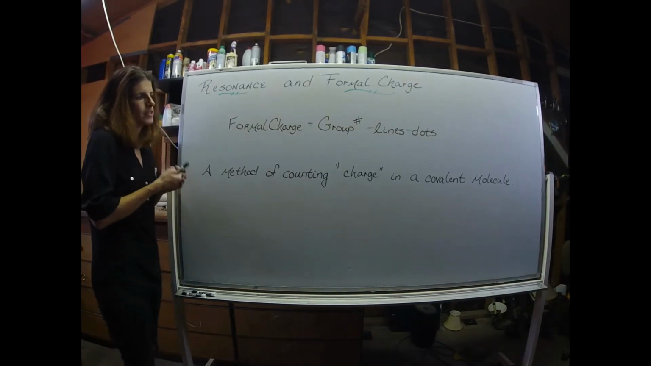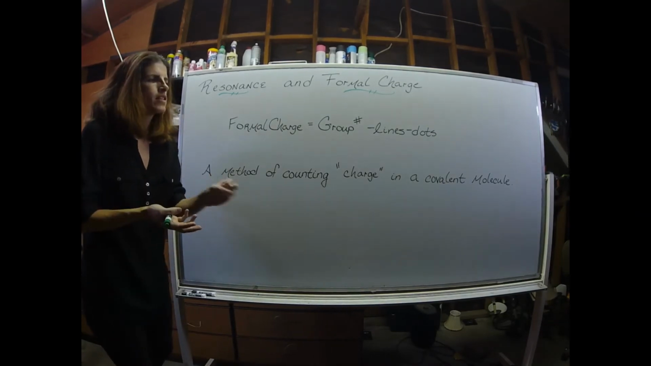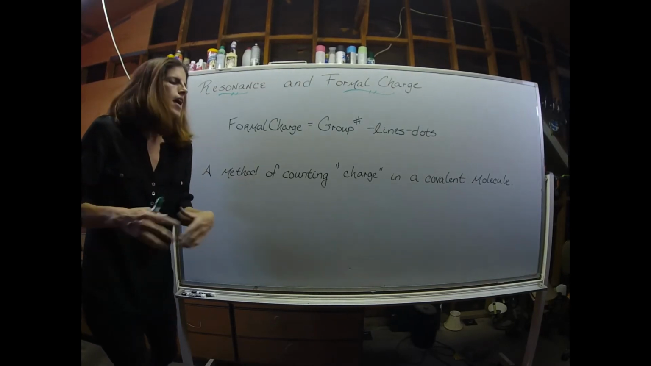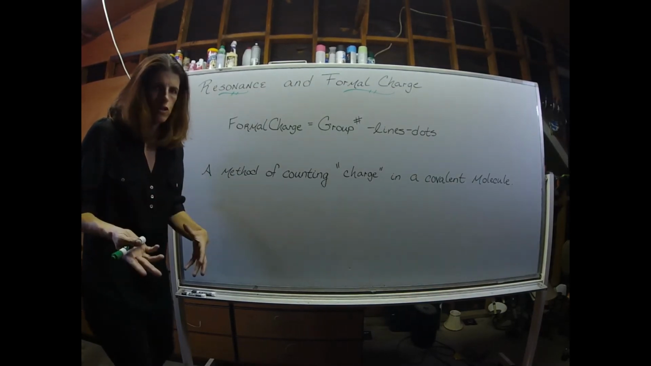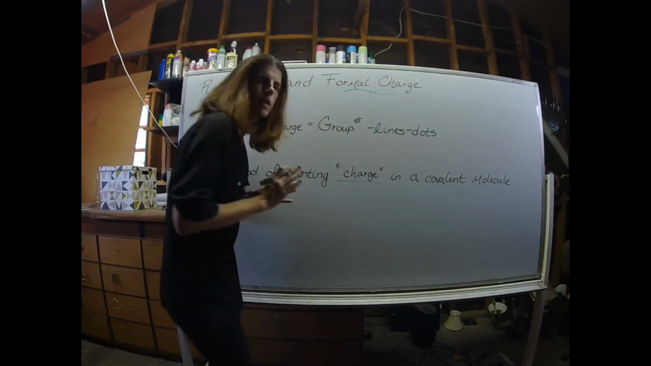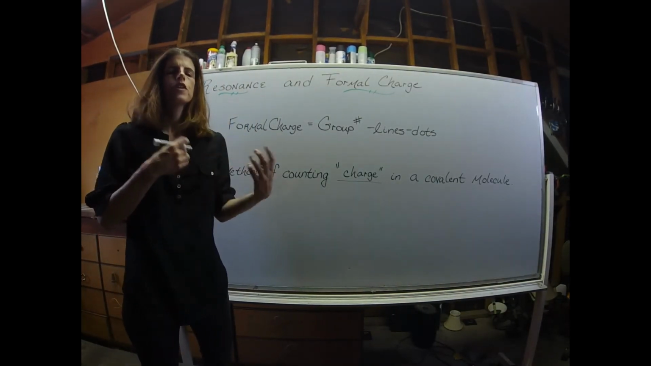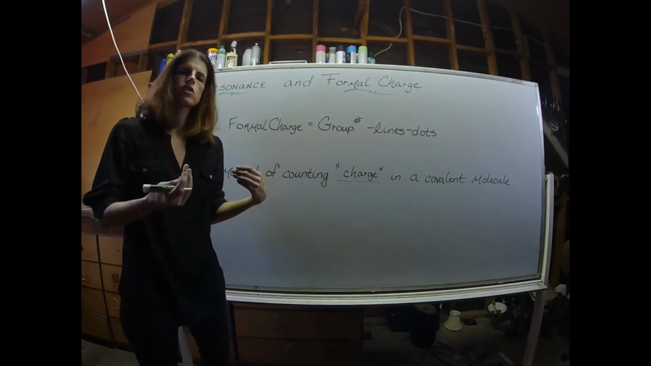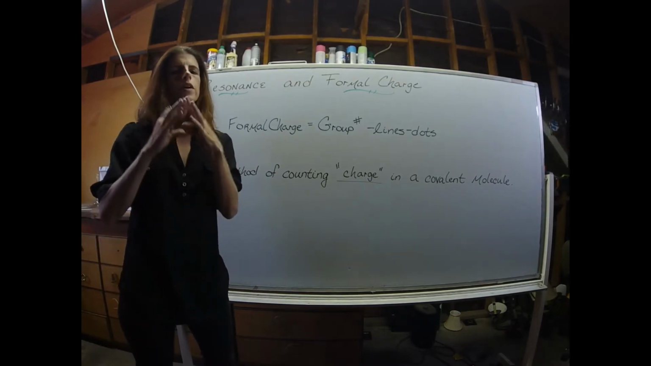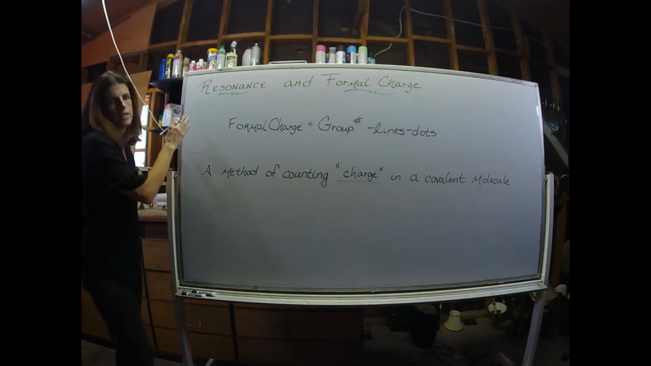Formal charge is a method of counting charge, and we need to put that in quotes because this is for covalent molecules, and covalent molecules don't dissociate and they don't have real charges. So this is a theoretical charge that we're talking about here. And it's of importance because it'll allow us to figure out which structure is most stable when certain molecules have multiple possibilities. And we're going to go through plenty of examples so that you can see the relationship between resonance and formal charge.